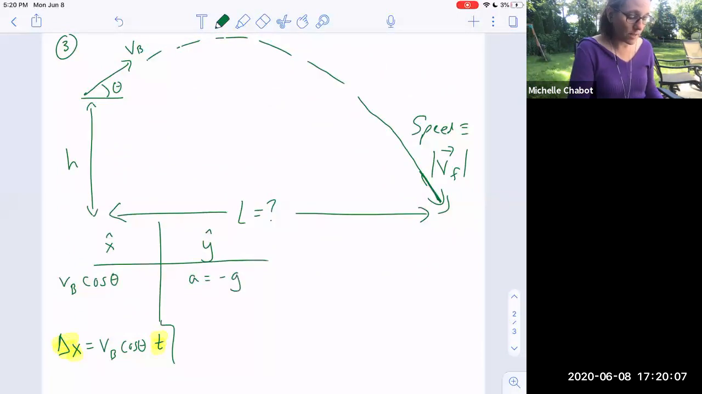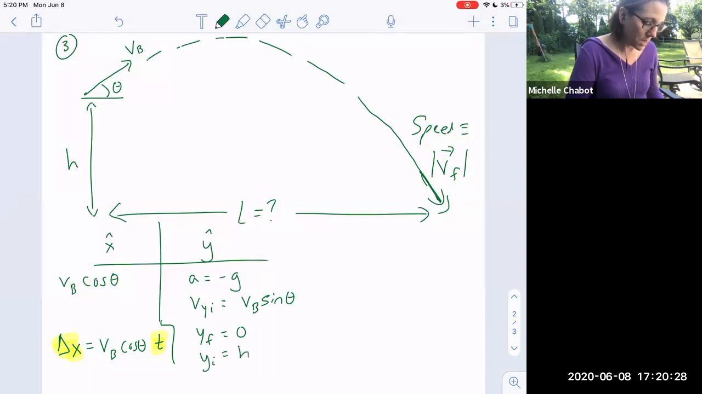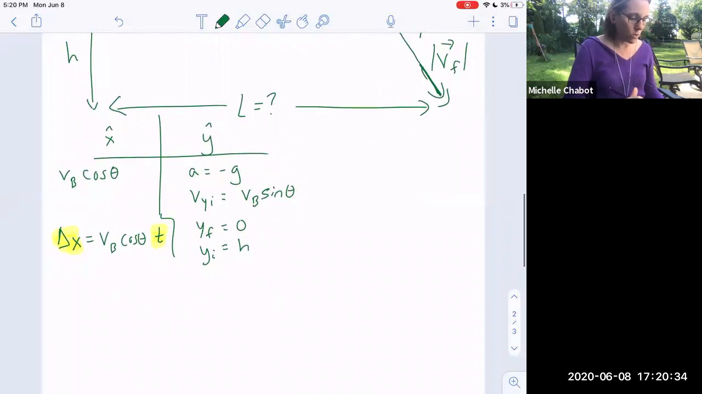So now I need to go over to my y direction. My acceleration is negative g, as it always is in y. My initial velocity, Vy initial, will be VB, and it's positive because it's an upward launch, VB sine theta. And then I know my height. I'm going to take y final equals 0 at the ground, and y initial is going to be equal to h. In this case, I have a couple different ways to go about solving this. I could use the quadratic and solve for time, and then use that to get delta x.